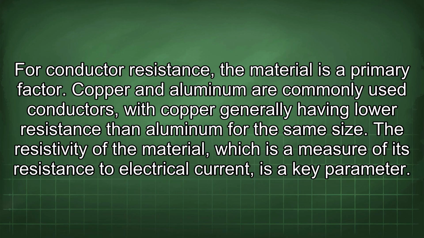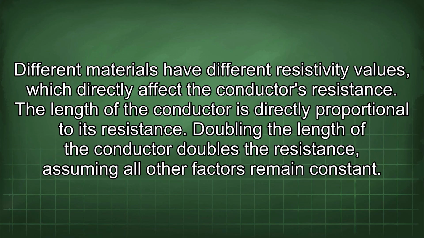For conductor resistance, the material is a primary factor. Copper and aluminum are commonly used conductors, with copper generally having lower resistance than aluminum for the same size. The resistivity of the material, which is a measure of its resistance to electrical current, is a key parameter. Different materials have different resistivity values, which directly affect the conductor's resistance. The length of the conductor is directly proportional to its resistance. Doubling the length of the conductor doubles the resistance, assuming all other factors remain constant.